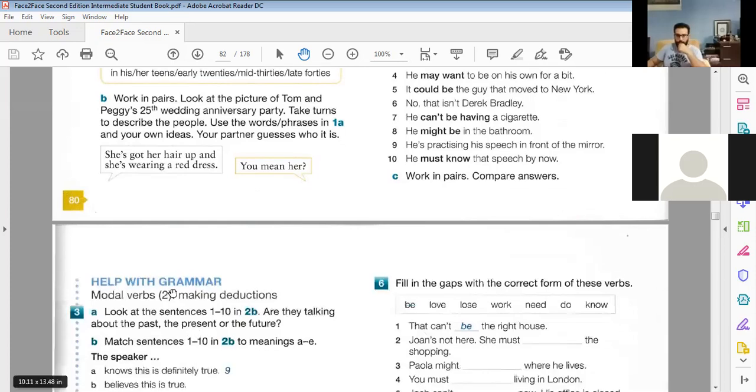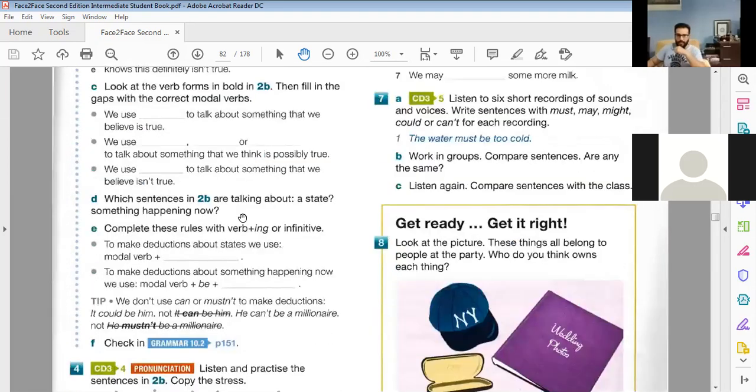So we talked about that in our last lesson, and then we discussed the idea of some deductions. If you're doing them about states, you need to use the infinitive. But if the deduction is something happening right now, then you can make it into a verb-ing form after the infinitive. To be more precise, you need to use be, and you need to use it as it is.